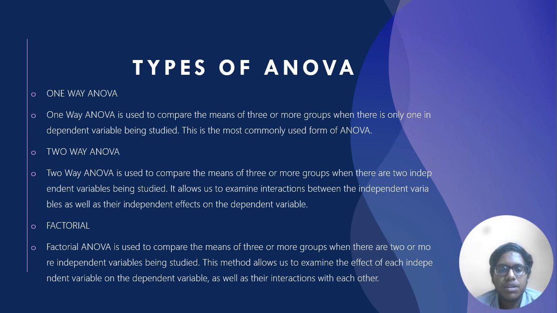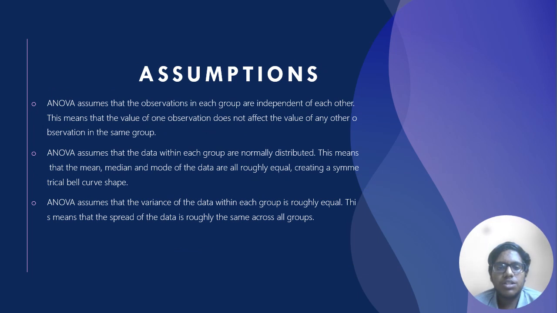the dependent variable. Factorial ANOVA. Factorial ANOVA is used to compare the means of three or more groups when there are two or more independent variables being studied. This method allows us to examine the effect of each independent variable on the dependent variable as well as their interactions with each other.